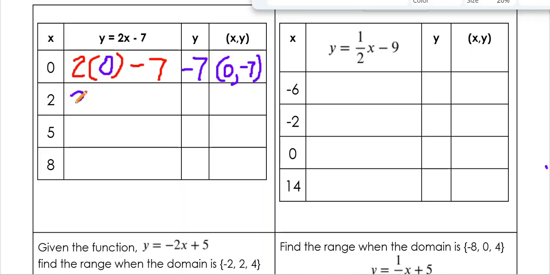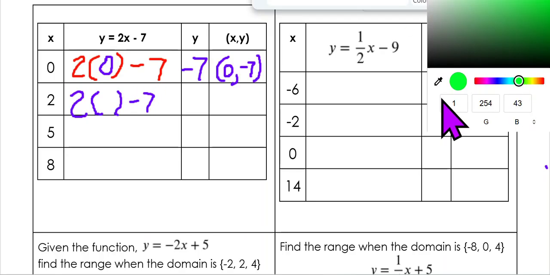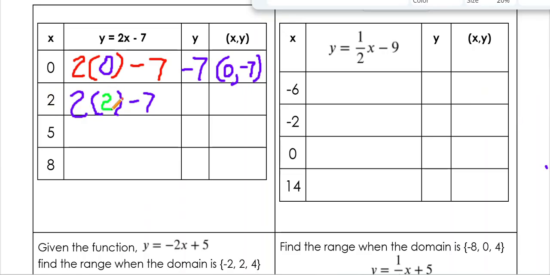Okay, let's try the next one with 2. I would do the same thing. I would write 2, because I'm just copying down this equation. But instead of writing the x, I'm putting parentheses, and then put the minus 7 still. Inside those parentheses, I'm putting what my x value was. My x value, my input, is 2, so I'm plugging in 2. 2 times 2 is 4. 4 minus 7 is negative 3. So then what's my ordered pair? Well, my x value was 2. My input was 2. My output is negative 3.